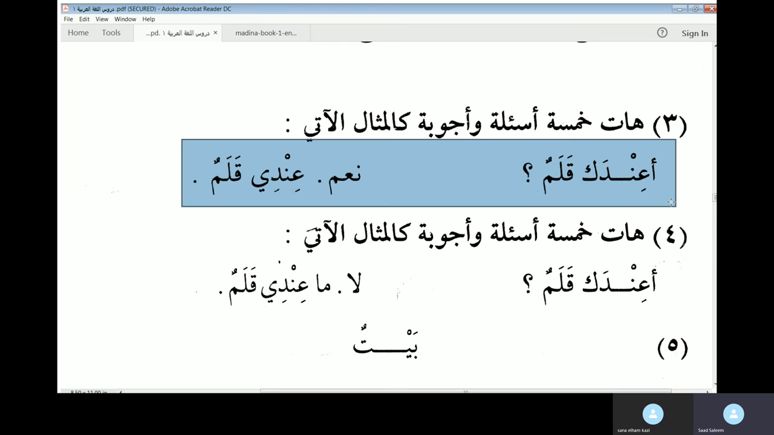Read the example. Indaka kalamun. Indaka is you, right? Do you have a pen or do you possess a pen? Is there a pen with you? Indaka with pen. Naam, indi kalamun. I'm sorry? Okay, now make some more questions and answers.